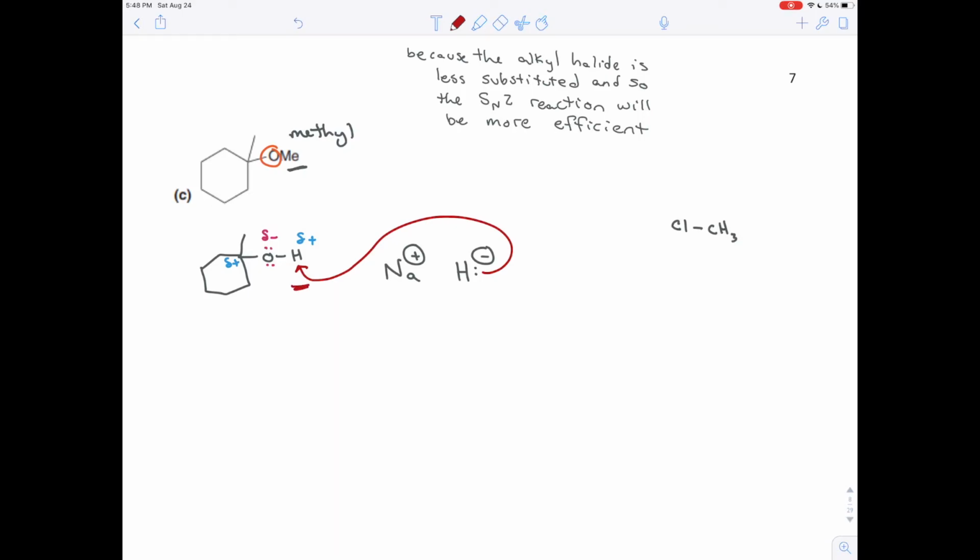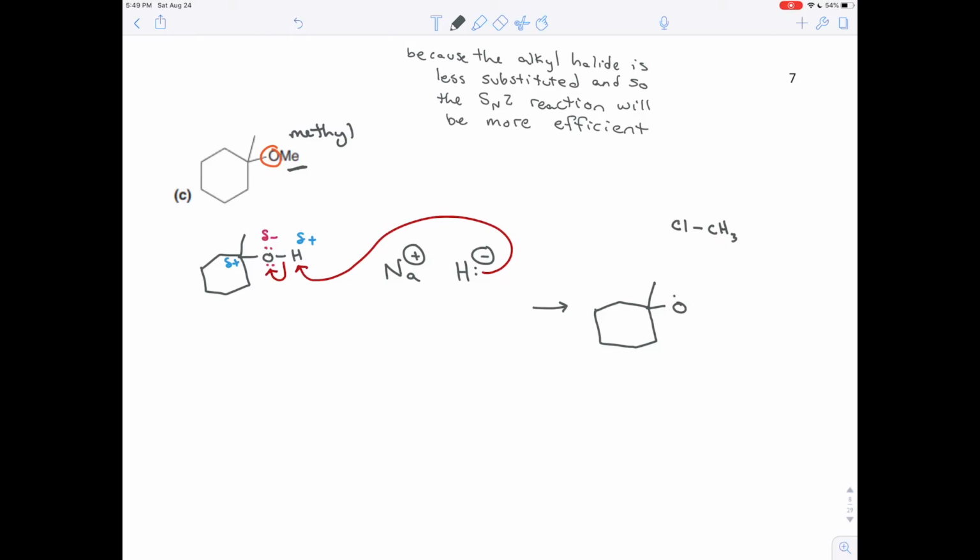This hydrogen can only form one bond. It already has a bond, so it's going to make a new one. The bond that it has to break, those electrons go to the most electronegative place nearby. That's the oxygen. And so we would get this alkoxide.